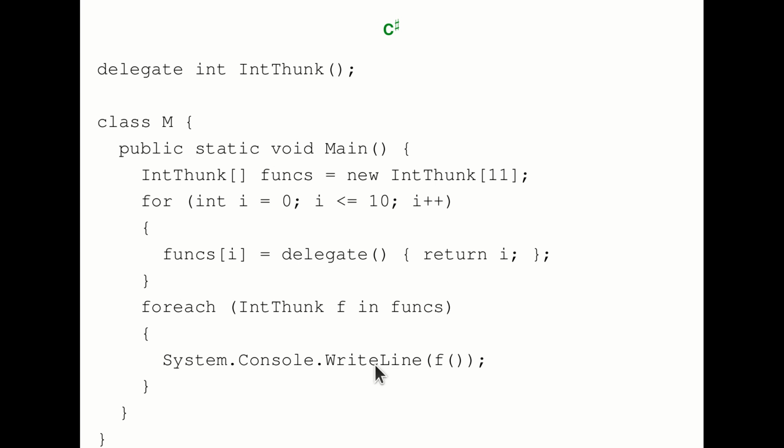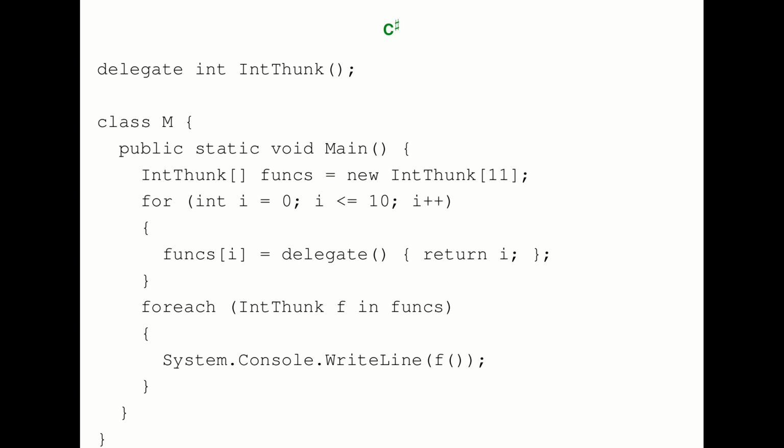So the question, of course, is what does this function actually do? If you just look at the code, you might think, all right, when i is 0, I'm returning a function that returns 0. When i is 1, I'm returning a function that returns 1. Is that what happens? The answer is no. It returns 11 for every single one of those functions. The reason is that the for loop in C# does not bind a new variable in each iteration of this loop.